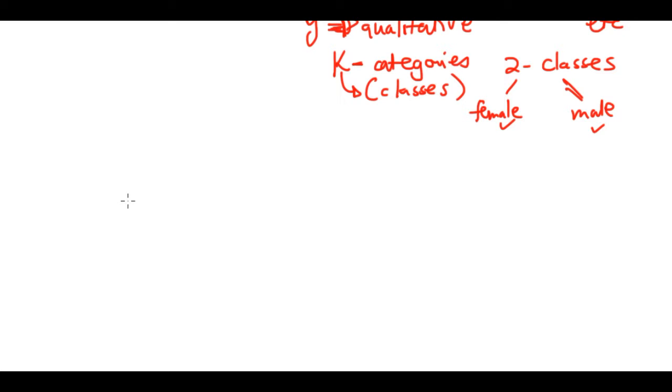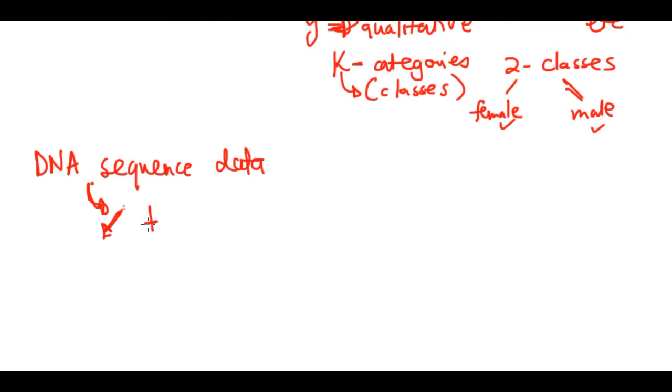Another example could be something like what diseases are in a person's DNA strand. When we look at a person's DNA sequence data, we might want to see what diseases this person might have later on in life. The diseases are qualitative because they are categories or classes. They're just words. Since they are categories like that, we'll have to do classification.